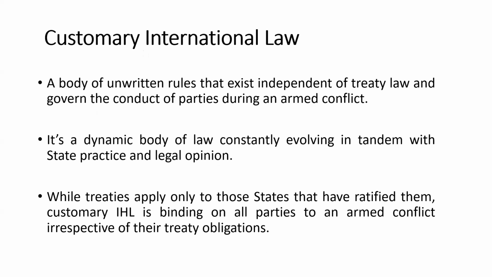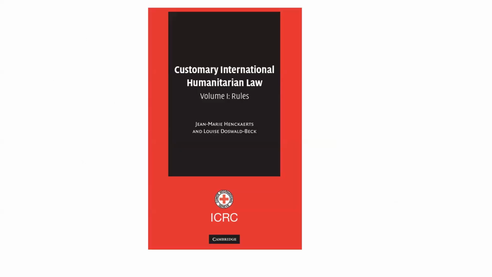So the next source of law is customary international law. You can also refer to it as customary IHL. This is a body of unwritten rules that exist independent of treaty law, and they govern the conduct of parties during an armed conflict. Even though we refer to it as unwritten rules, today we can find a book compiled by the ICRC and published by Cambridge University Press, which has taken together almost all the state practices and legal opinions that are prevailing at the time on IHL.